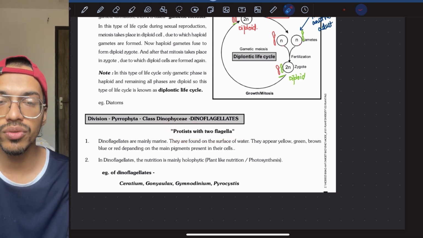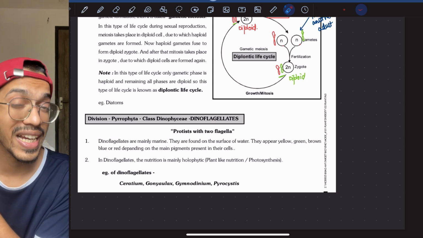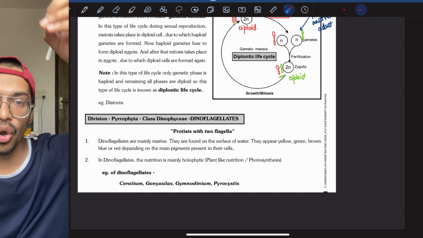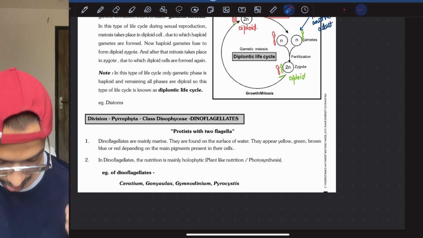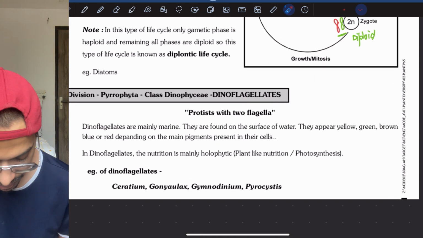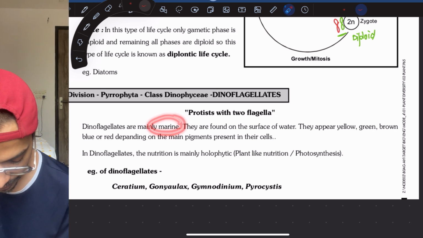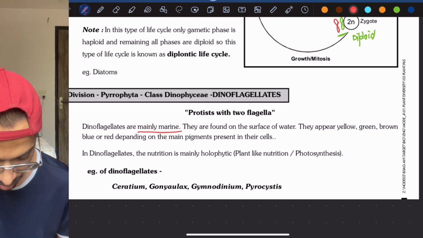These 2 flagella are present at 90 degrees to each other. One is a longitudinal flagellum, the other is a horizontal or transverse flagellum, which we will learn about, no issues. Here we will see certain things. Dinoflagellates are mainly marine. So you have to remember these pointers, that they are present in the marine environment.